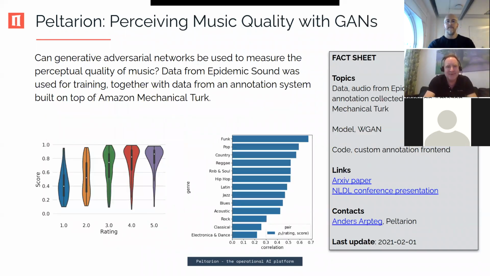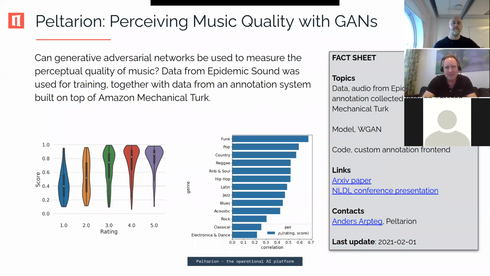Another interesting project we did a while back is also related to data and when it comes to annotation. And in this case, we wanted to see if we can measure the quality of music from sound. And then we had this kind of generative adversarial network approach to do so. But to be able to do that, we also needed ground truth. And I think this is the most interesting aspect of this. How do you gather ground truth data from something as subjective as music quality?